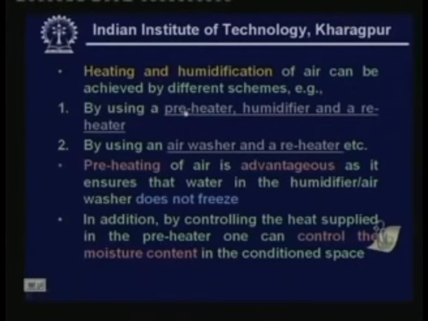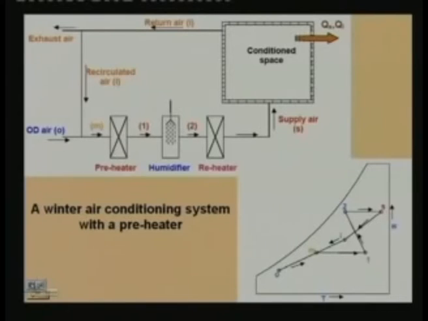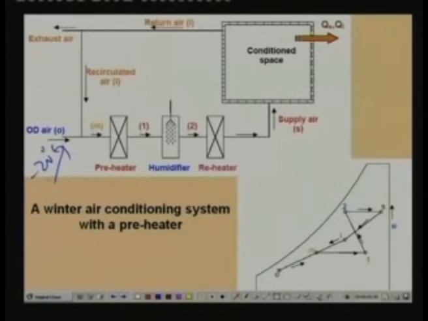That means when you are using a preheater, if this air is very cold, let us say that this air is at minus 20 degrees centigrade, which is possible in cold countries, there is a possibility that the mixed air is at a temperature lower than 0 degree centigrade. If you do not use a preheater, in the humidifier, water droplets or a wetted surface come in contact with air whose temperature is lower than the freezing point. So there is a possibility that the water may freeze in the humidifier. So this can be prevented by using a preheater.